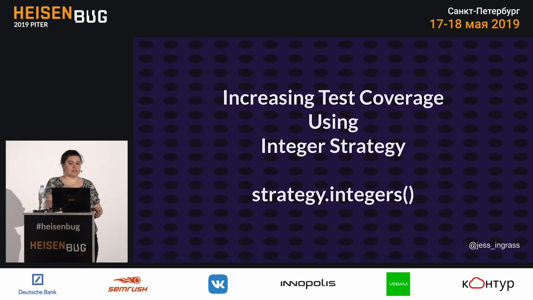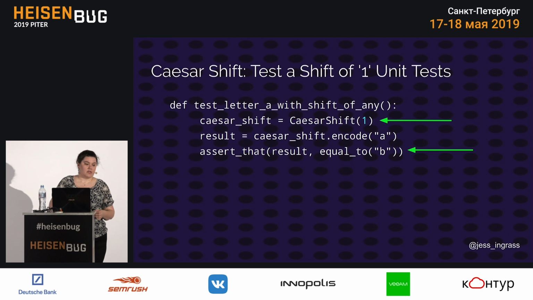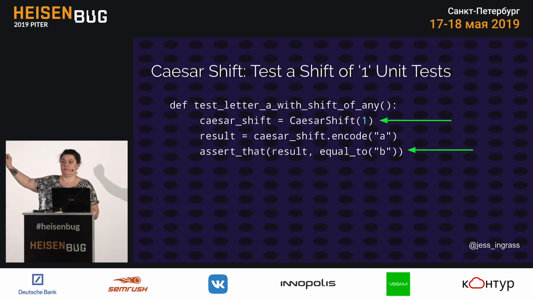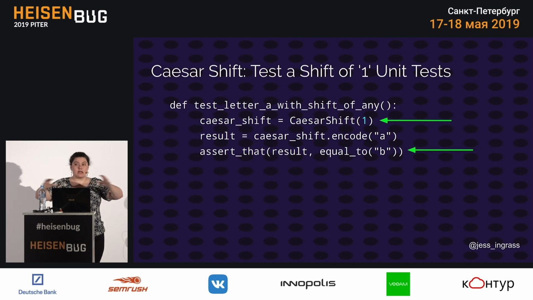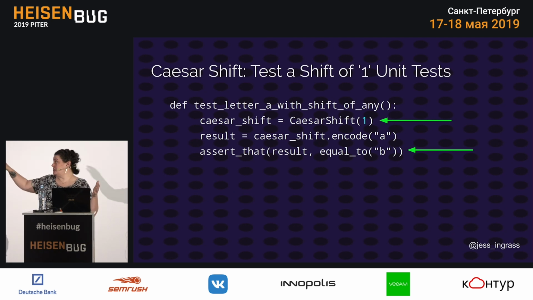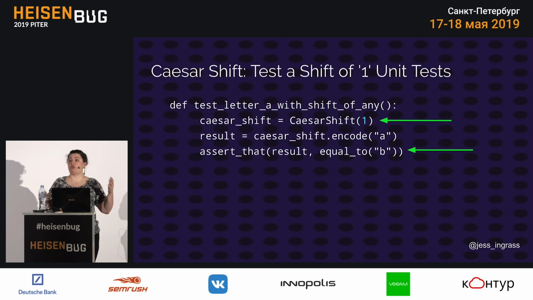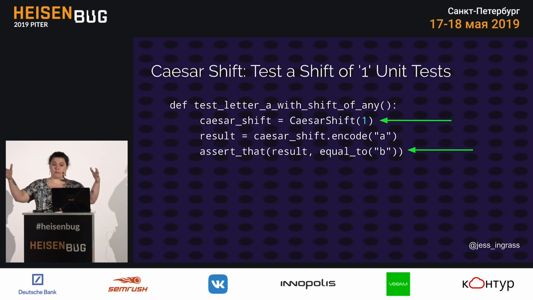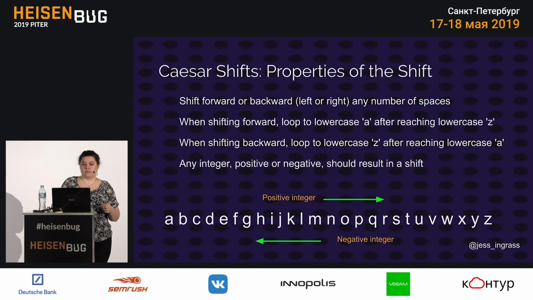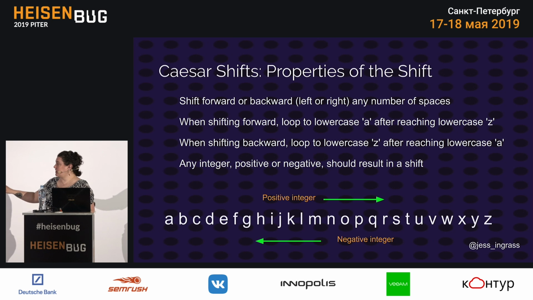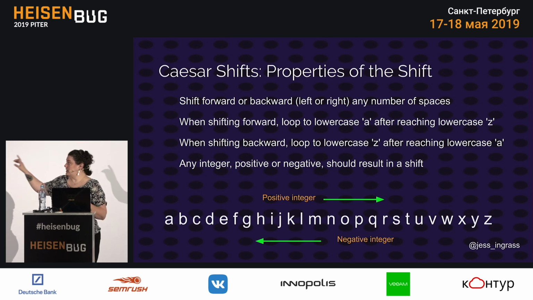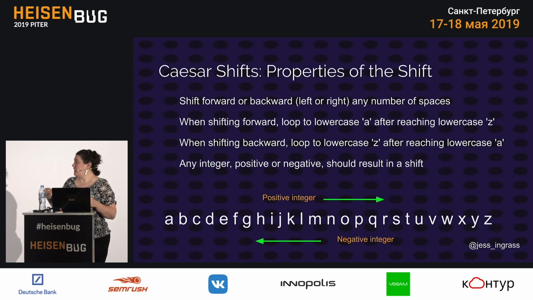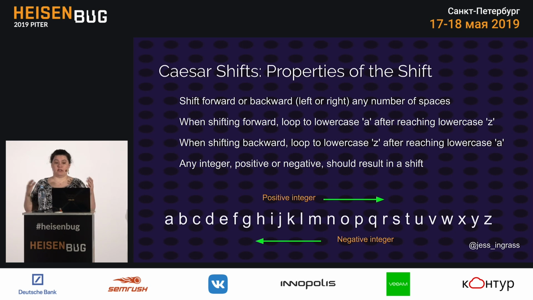So another basic thing, integers. If you recall, we had our basic tests, and we had our shift of 1. So now what we need to make sure of, our property, is that we can put any positive or negative integer into that space and have a resulting correct shift. That's the property that we want to test. Reminders of our rules, specifically any number of spaces, loops after reaching the beginning or the end, and any integer, positive or negative, results in a shift.